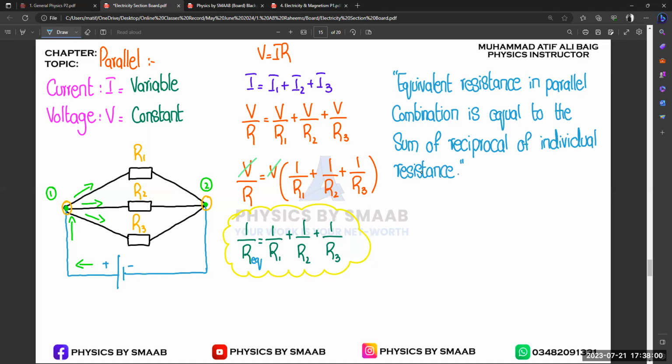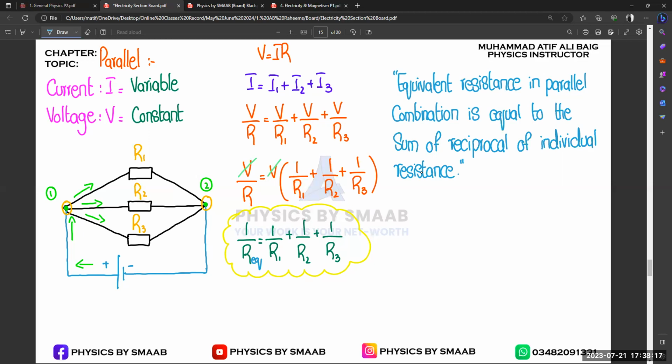Now our equivalent resistance is equal to the reciprocal of the individual resistances. That's why we write 1 over R is equal to 1 over R1 plus 1 over R2 plus 1 over R3. Why don't we do this in the other one? Why don't we write 1 over V in the earlier one?